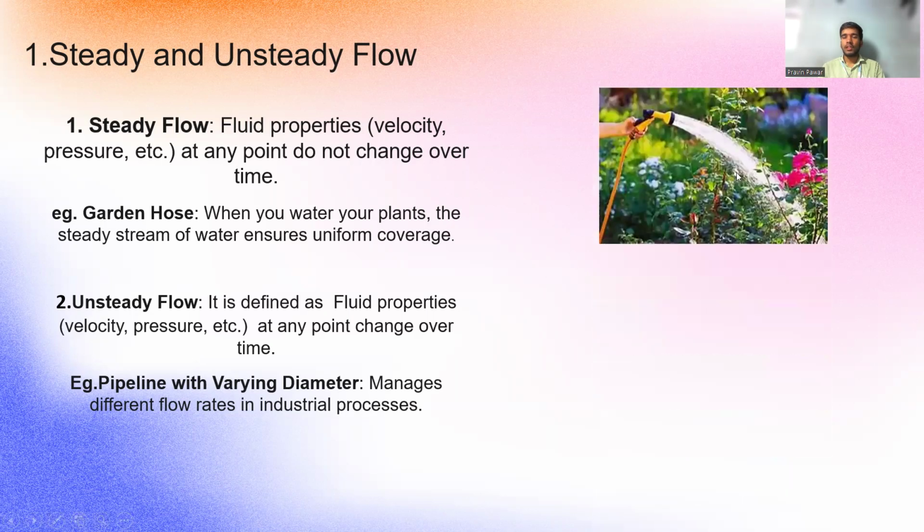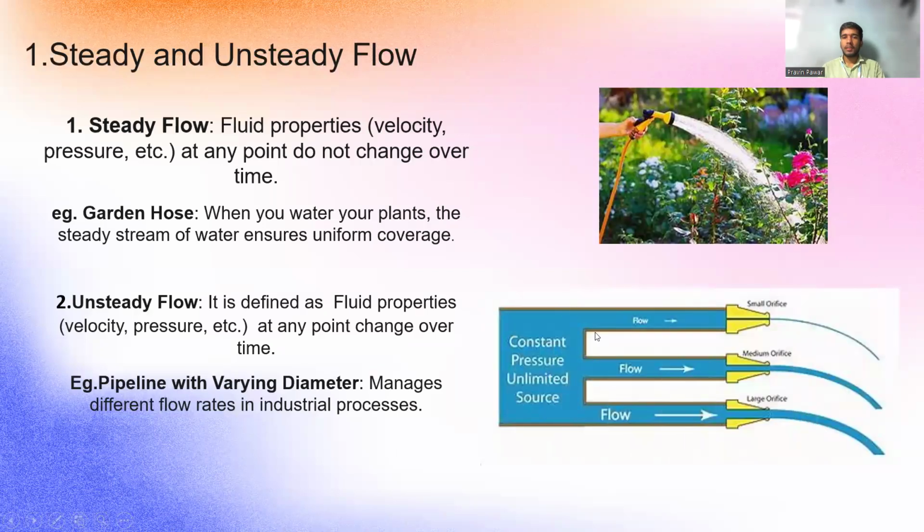Here you can see the image of the garden hose system, and the second image shows the unsteady flow. Here we have a constant pressure source, and then it is divided into three pipes of varying diameter. The first is slow, the second is medium, and the third is fast. So here you can see the velocity of the fluid is changing.